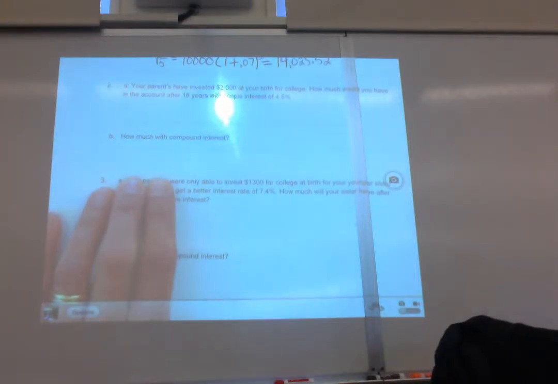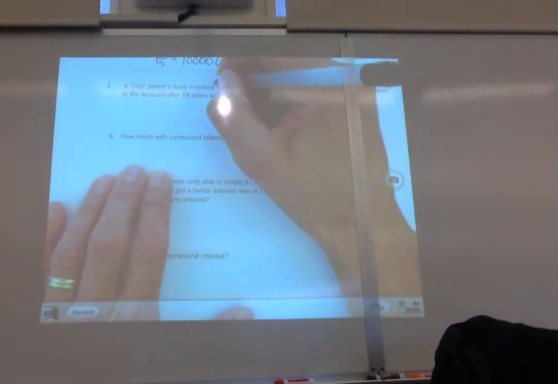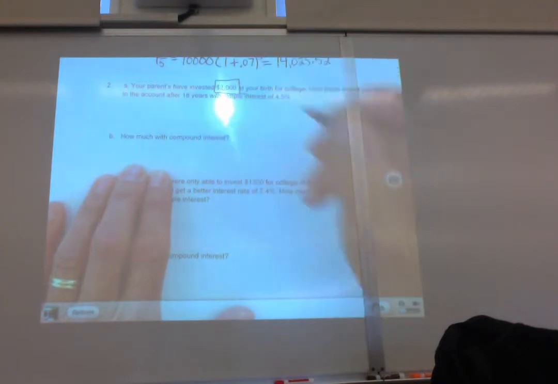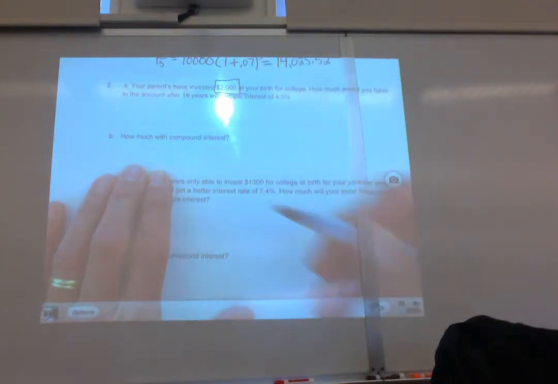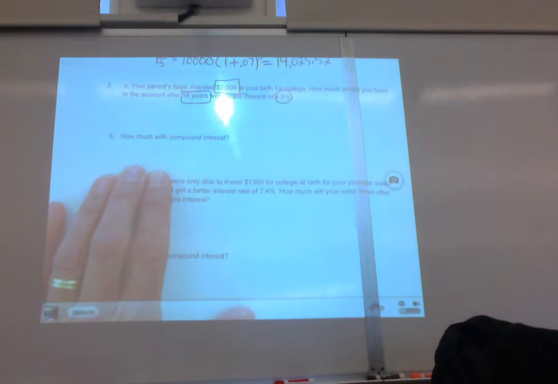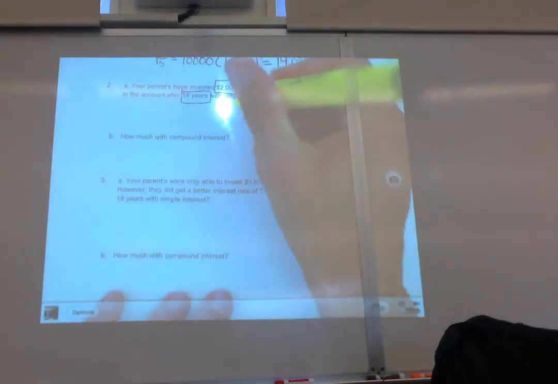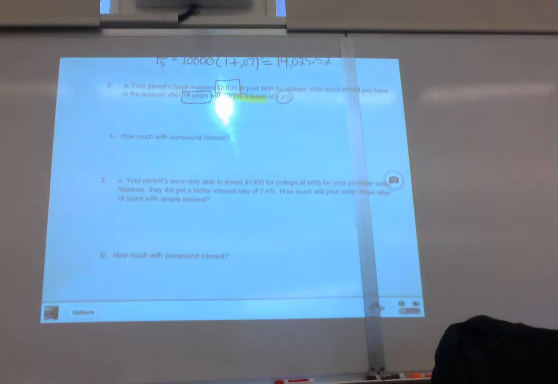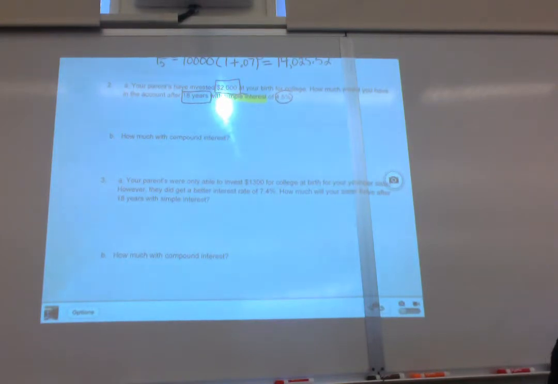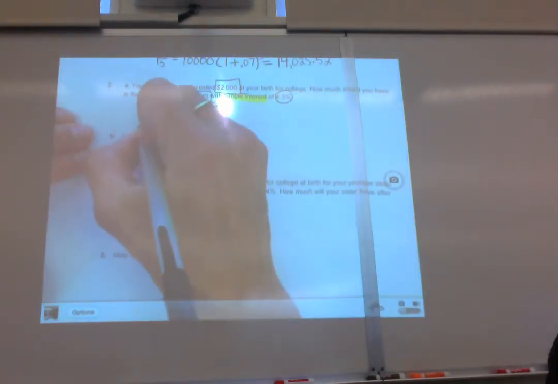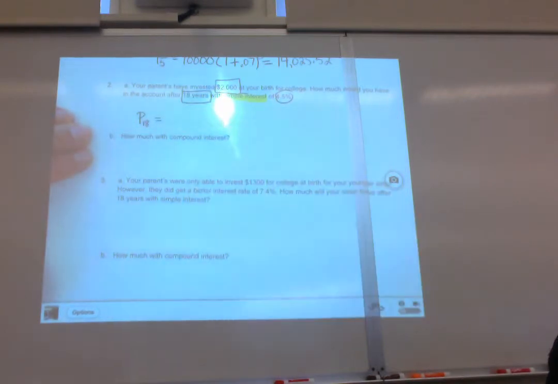Oscar, could you read 2 for us? Your parents have invested $2,000 at your birth for college. How much will you have in the account after 18 years with simple interest of 4.5%? So first, find the important information. Second, decide if you're working with simple or compound interest. Okay, so P18 this time, 18 years.